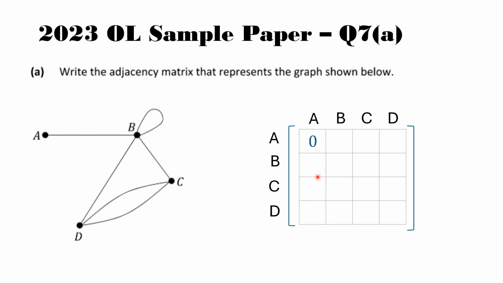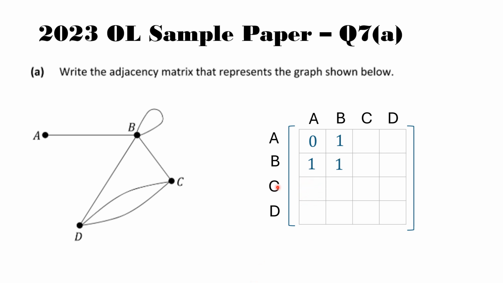Next, I'm going to fill in here. This is B to A. There is one way to get from B to A. And because it is undirected, there is the same number of ways to go A to B. So I have here a 1 again. Then I look from B to B. B actually has a loop, which means this is also going to be 1.